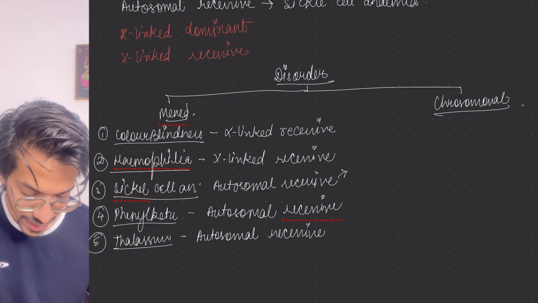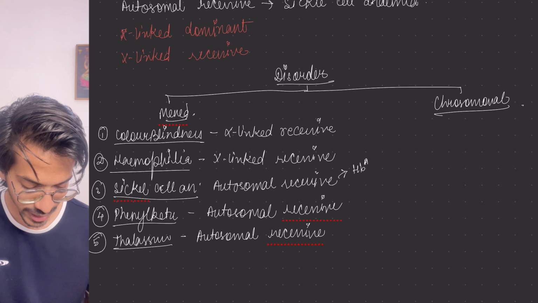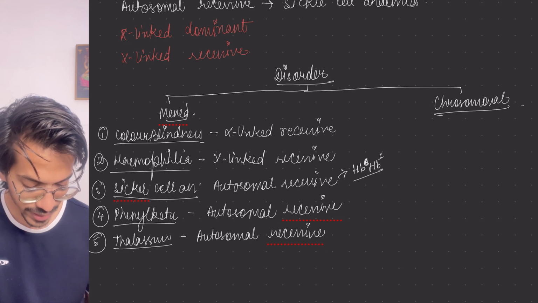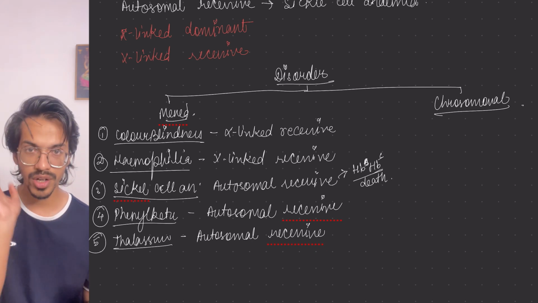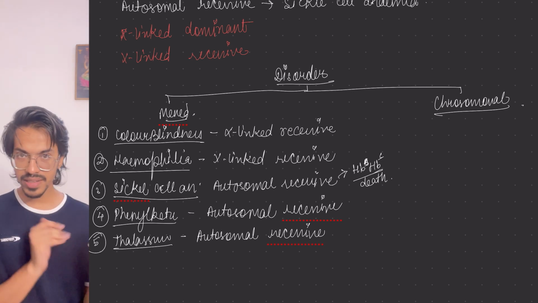In sickle cell anemia, if this gene comes like this, sickle cell, then it will be lethal, death will occur. This I forgot to tell over there. I am coming up over here. With this, your Mendelian disorders are completed.